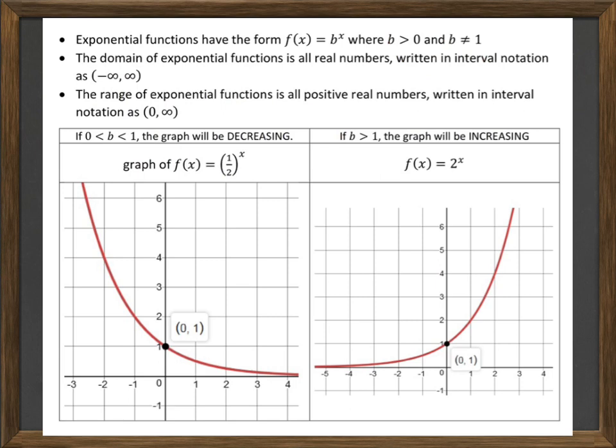It says exponential functions have the form f of x equals b to the x, where b is larger than 0 and b is not equal to 1. So let's think about why we need b to be positive. Let's just take 5 seconds and think about it. Let's pretend that my base was negative 2. If I have negative 2 to the first power, that's negative 2. If I have negative 2 to the second power, that's positive 4.